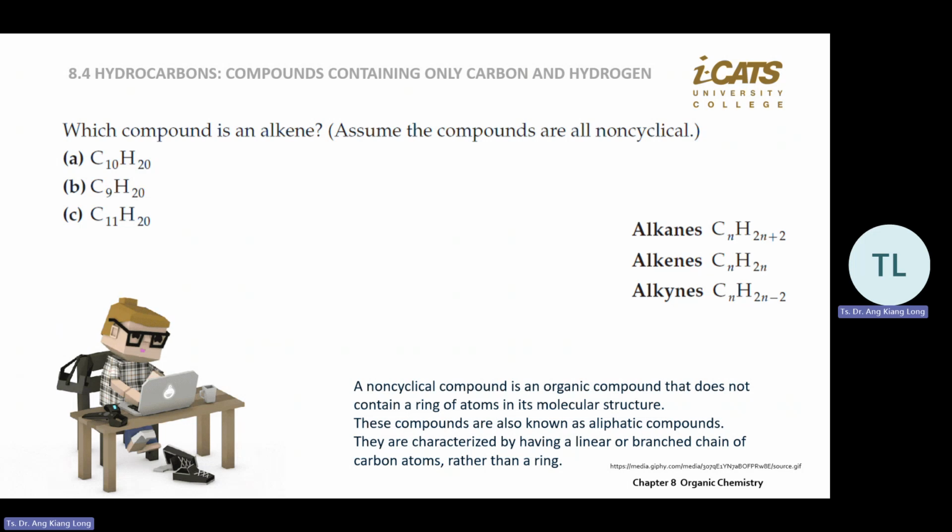For the rest, if you're interested to know what a non-cyclical compound is: it means there is no ring structure. If you see a ring structure like this, it's a cyclical compound. Usually when you see this very weird shape, it is an aromatic compound, the last category.